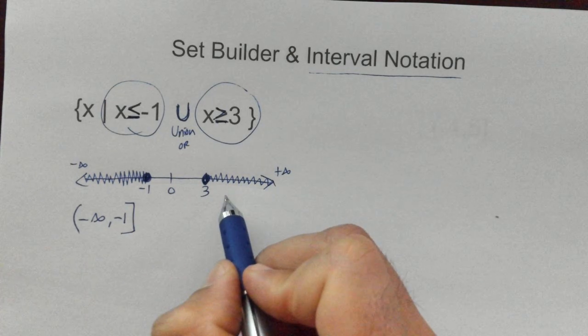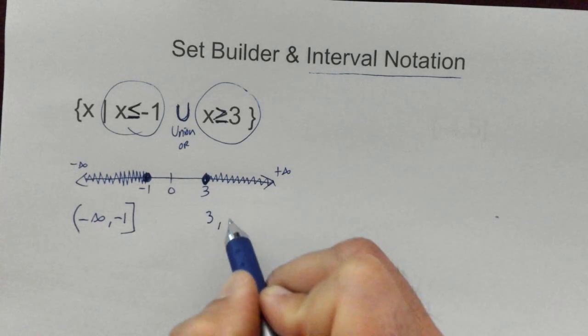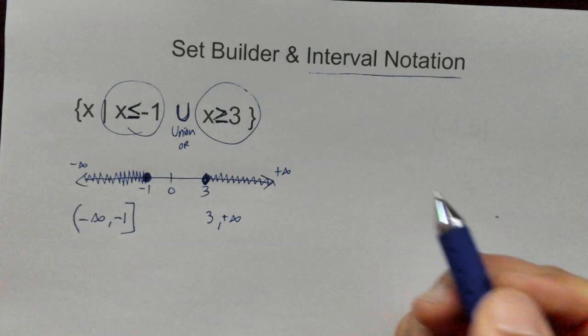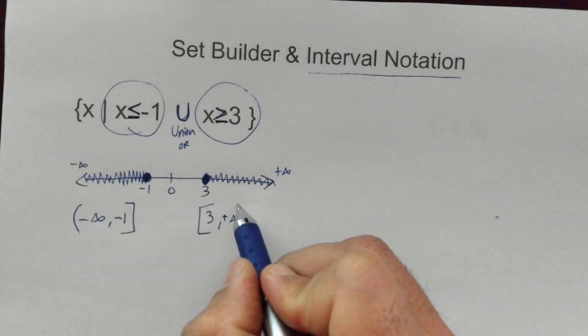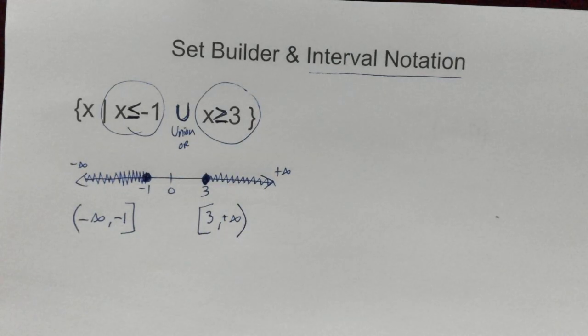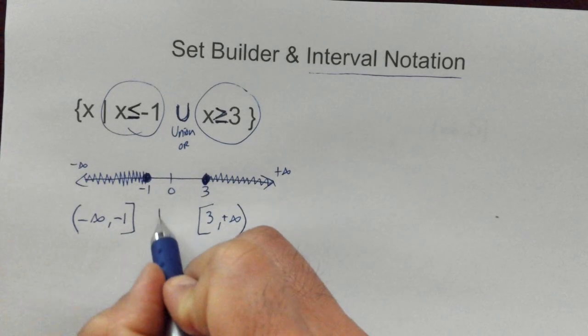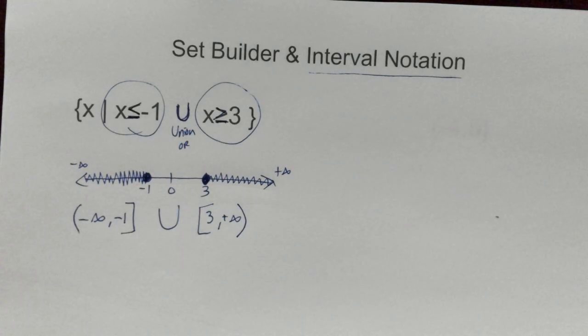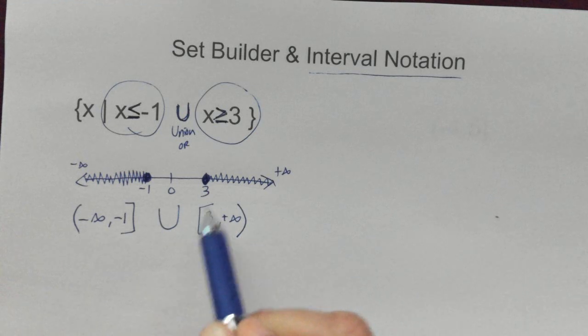On the other side, meanwhile, I will start at 3 as the lowest value, and it's going to go all the way to positive infinity. 3 is included because it's a closed circle, and infinity will never be included because we can't ever really reach that number, right? It will never be a concrete endpoint. And these two are connected using the union. So the numbers can exist in this space or in this space.